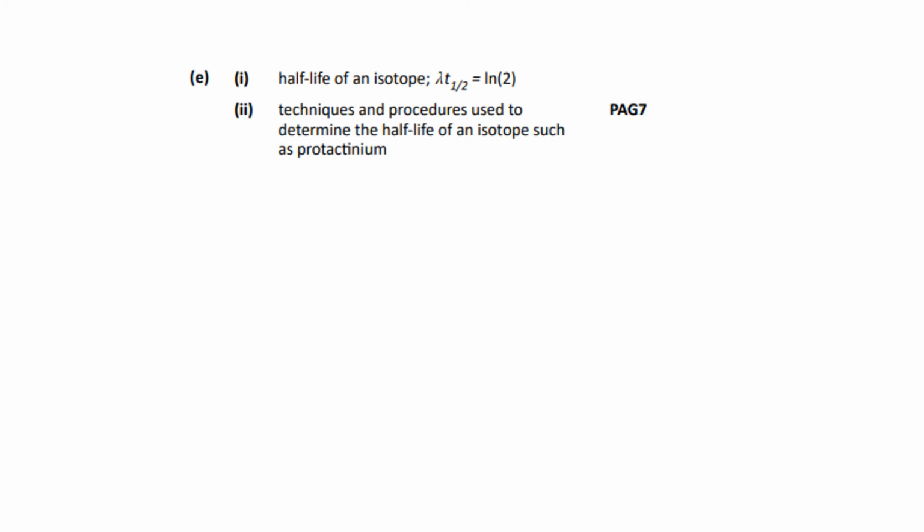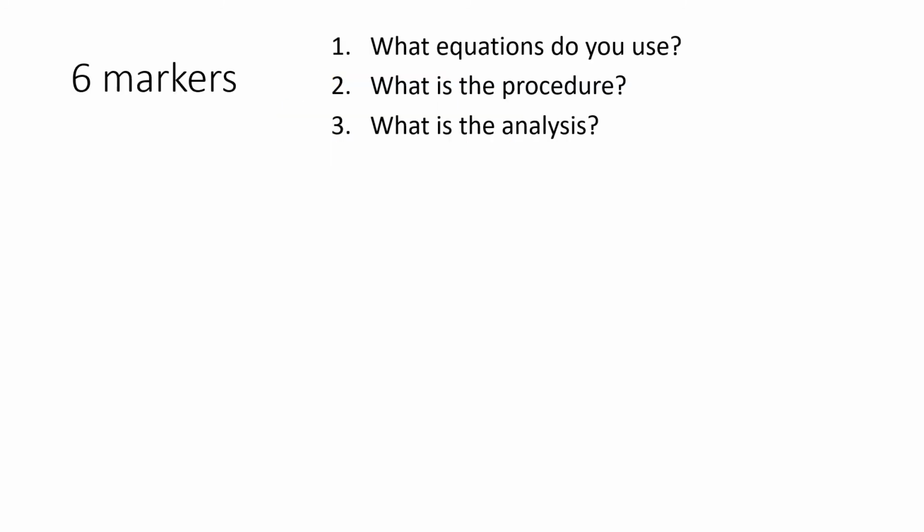This is one of the pegs for nuclear and particle physics in the OCR spec. So you are expected from the specification to know the half-life of an isotope, techniques and procedures used to determine the half-life of an isotope. 6 markers. Previously there were like 2 6 markers in the unified physics.